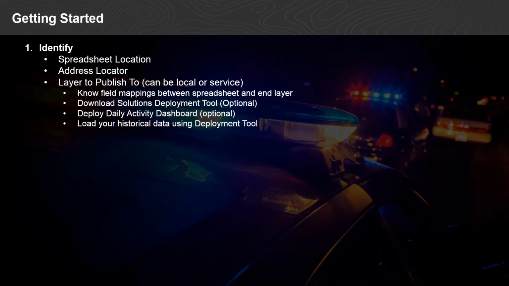So how do you get started with some of these capabilities? Well, first things first, what you need. You're going to need to know, okay, where is that spreadsheet that you want to geocode live? What address locator do you want to use? And what is the layer that you want to publish to? Is it going to be a local feature class in a geodatabase, or is it going to be a service? You're going to need to understand how your spreadsheet relates to the fields in that layer so that you can do the field mappings. You're going to need to go get the solutions deployment tool.